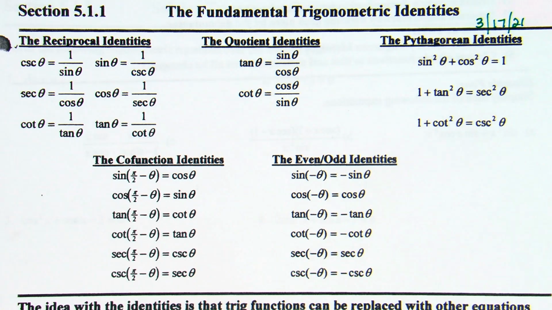So this is 5.1.1, which technically means this is just part 1. There is a part 2 that we will get to next week, which is solving trig equations. Right now, we're just working with manipulating trig expressions, really. Okay? We have a list at the top of your paper that you will want to have by your side when you're doing homework. Okay?